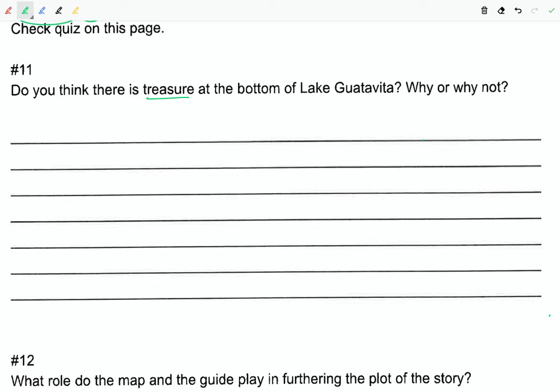So you can begin your answer statement by saying I blank. And on the blank, you're either going to say I believe. If you think that there is treasure, you will say I believe that there is treasure. Or maybe you think that no, it's not possible that there's any treasure at the bottom of the lake. So if you don't think that it is possible that there is any treasure, then you will say I don't believe. Okay, so again, you only choose one of these two, depending on what you think, and then you put it on the blank.